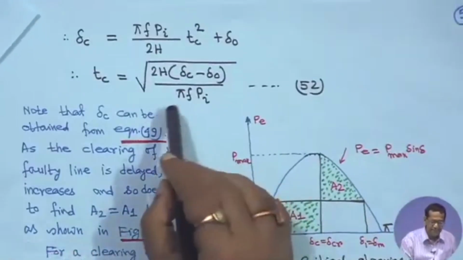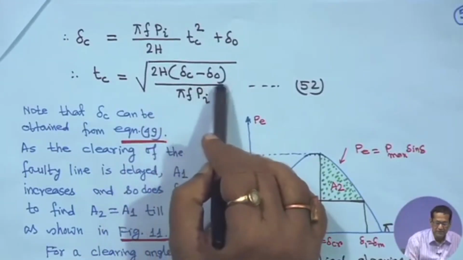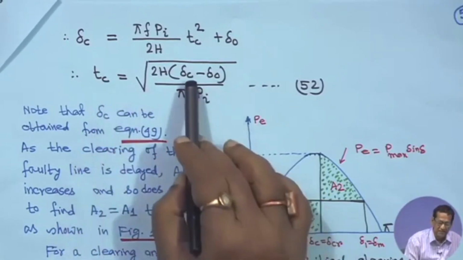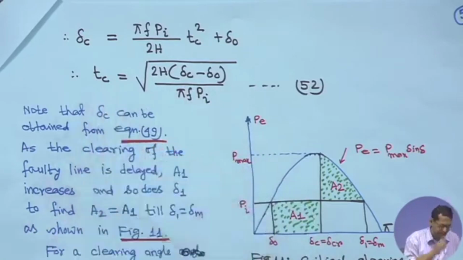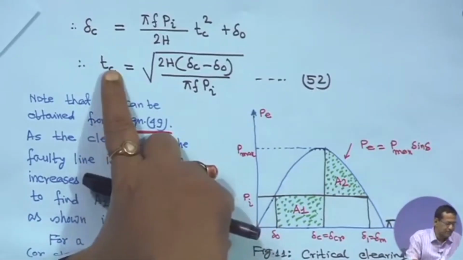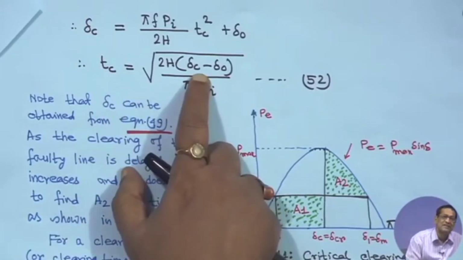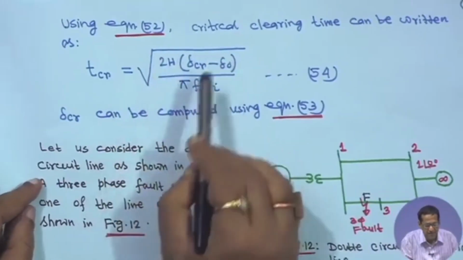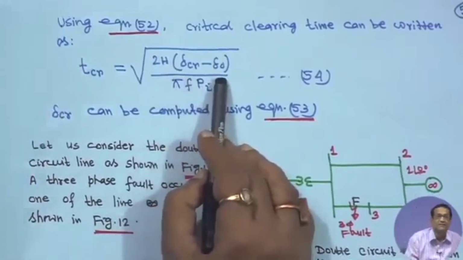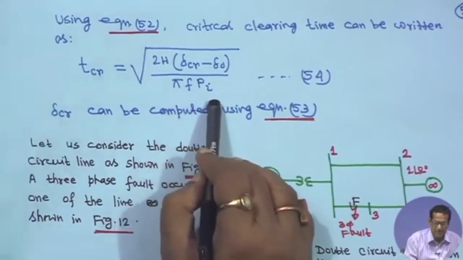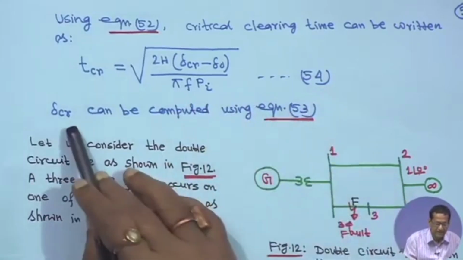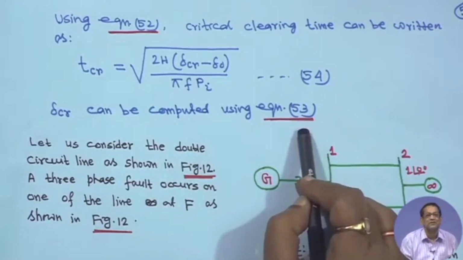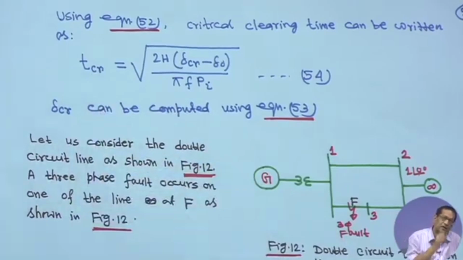Tc is equal to root over 2H into delta c minus delta 0 upon pi f. Here you put Tcr instead of Tc, and delta Cr instead of delta c, and then you will get the critical clearing time. So, Tcr is equal to square root of 2H in brackets delta Cr minus delta 0 divided by pi f. This is equation 54, and delta Cr can be computed from equation 53. So, this is how one can compute the critical clearing time.